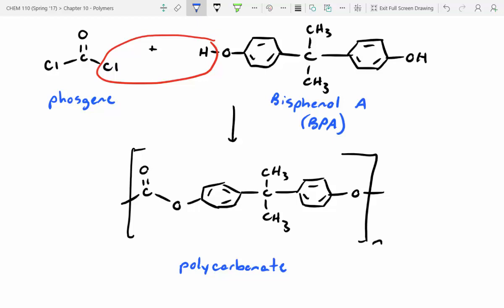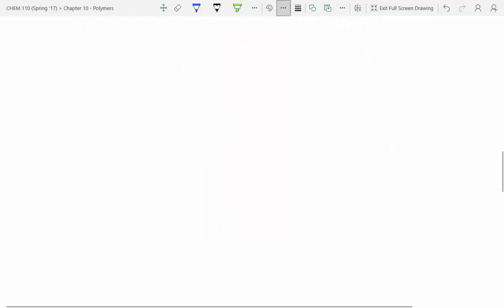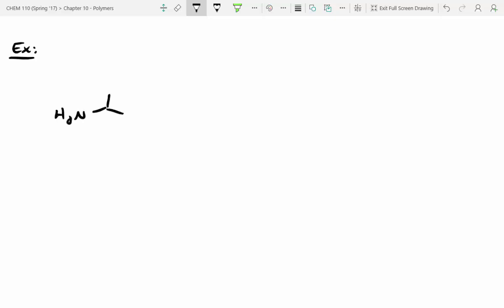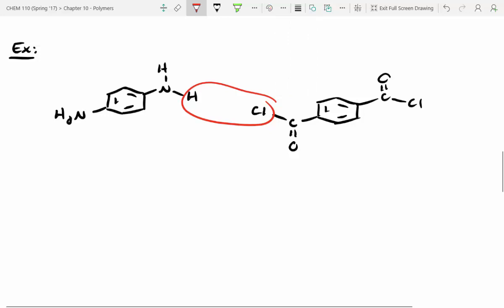All right, one last one, I promise. We do have a few more minutes. This one's one of my favorites. And for those of you in the military, you may recognize this one. All right, what small molecule do you think will pop off for this condensation reaction? HCl. Okay, I agree. All right, so let's piece this together.